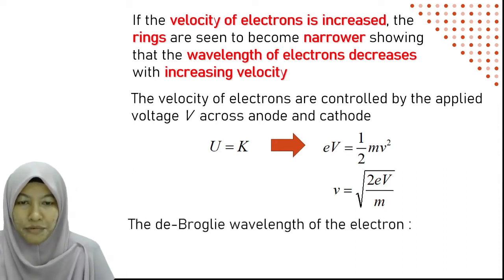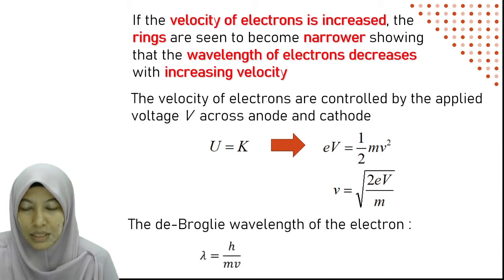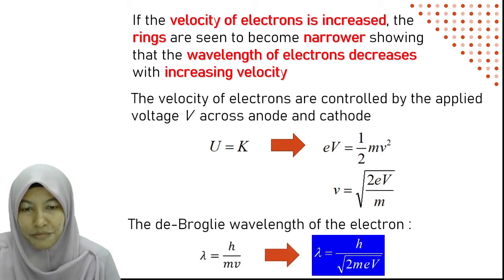So the de Broglie wavelength of the electron is lambda equals h over mv, and then we can find that lambda is equal to h over the square root of 2meV.